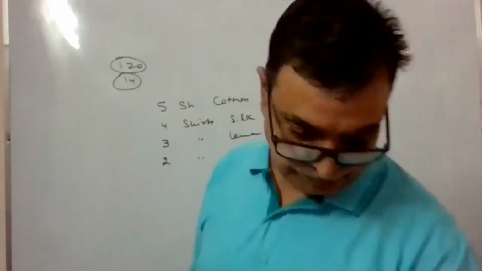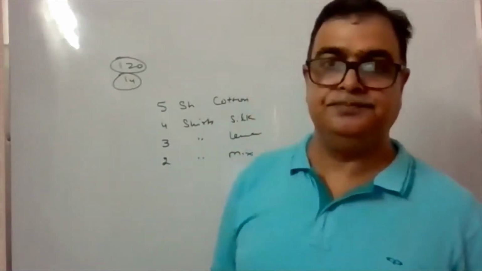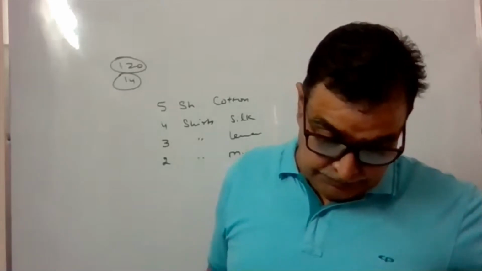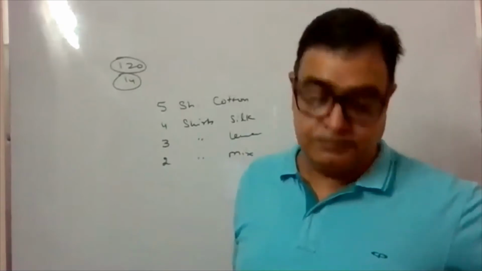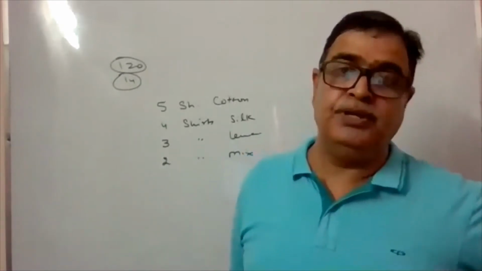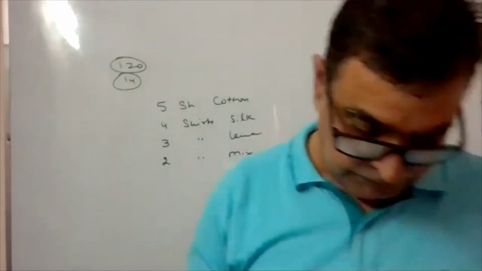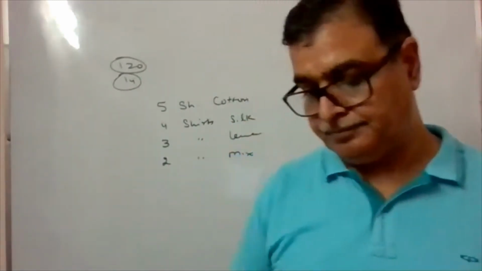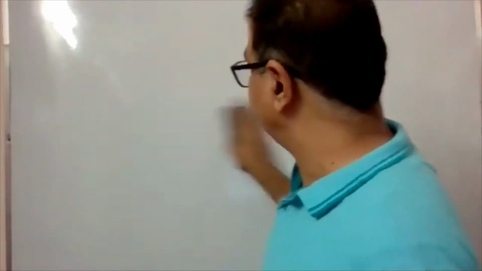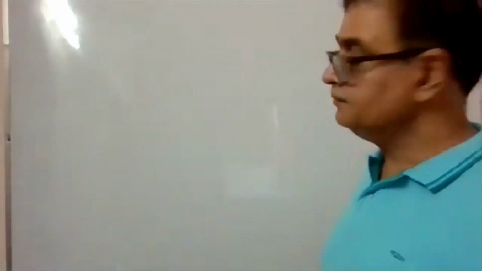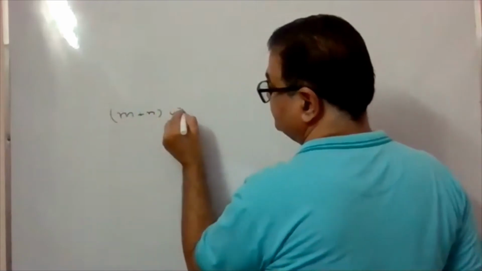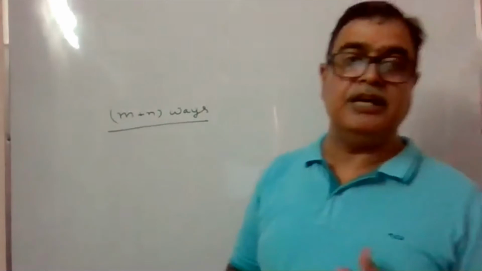So write down now the addition rule. If there are 2 jobs such that they can be performed independently in M and N ways respectively, then either of the 2 jobs can be performed in M plus N ways. It can be done in M plus N ways.